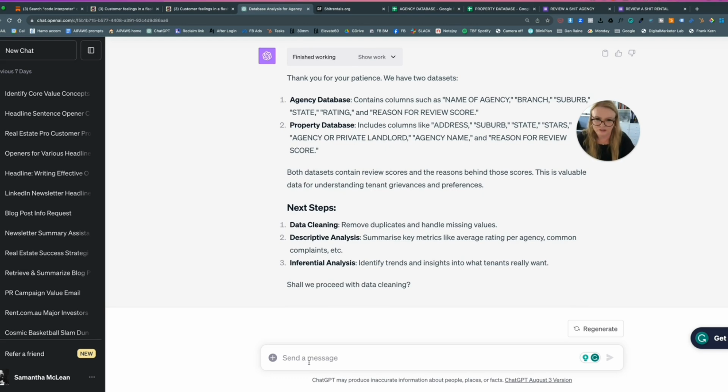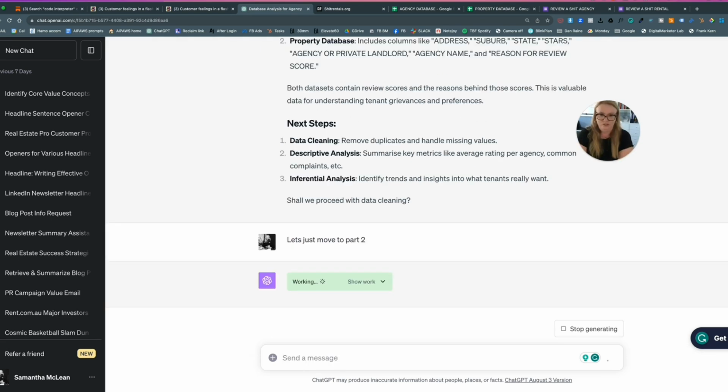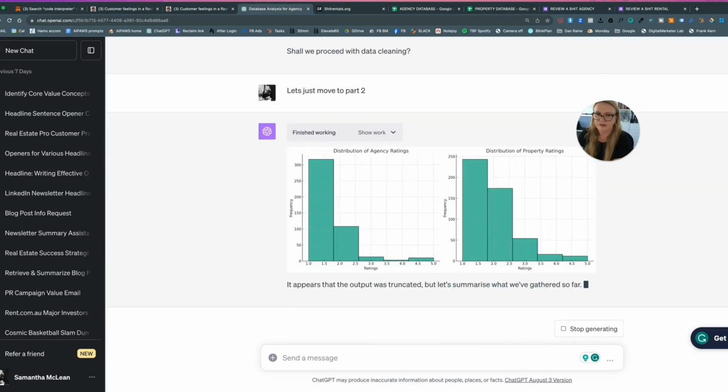Okay, so next step, data cleaning, descriptive analysis, inferential analysis. I don't imagine that there should be any data cleaning, but actually I think we might just say let's move to part 2, the descriptive analysis. So I want to know what these tenants are saying so that I can learn from them. Okay, so it's finished working.